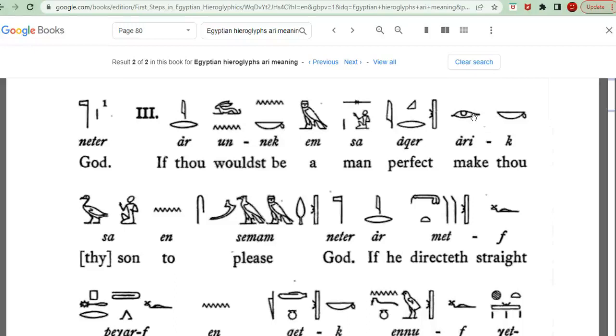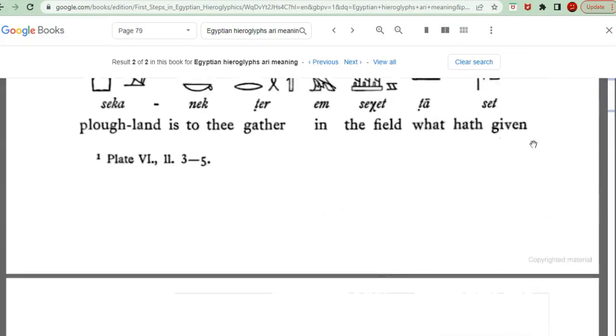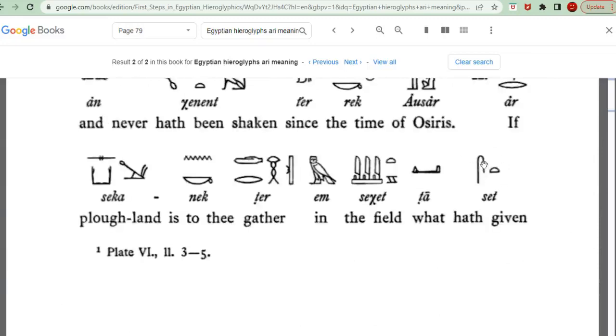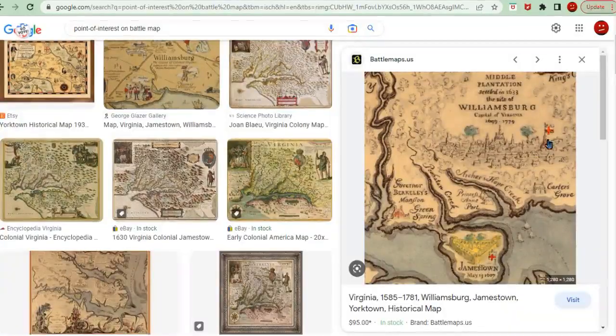And here's a good one that'll help us figure out some stuff. But mostly this here, the netter, they mean God, is what they say. And this is coming, the end of this last one here. And you see it around this set often. But this God, this means a point of interest. You talk to your phone, say point of interest, and see what comes up. A little flag. Ancient symbol for point of interest.